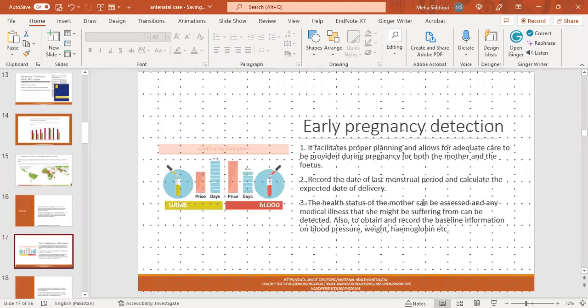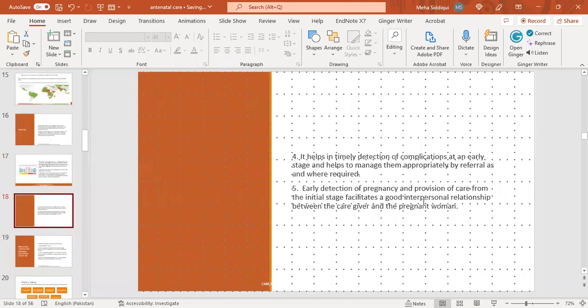Early pregnancy detection facilitates proper planning and allows for adequate care to be provided during pregnancy for both the mother and fetus. It records the date of the last menstrual period and calculates the expected date of delivery. The health status of the mother can be assessed, and any medical illness that she might be suffering from can be detected. Also, it obtains and records the baseline information on blood pressure, weight, and hemoglobin.